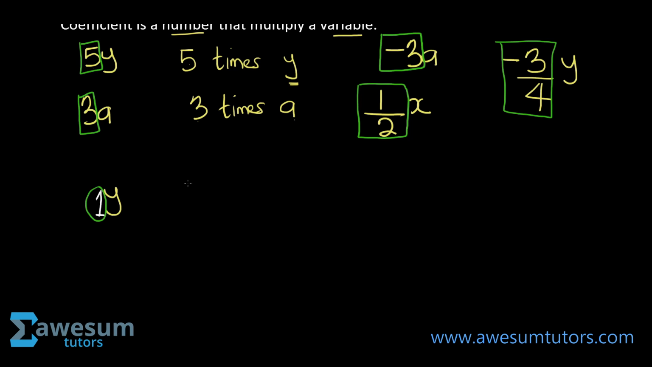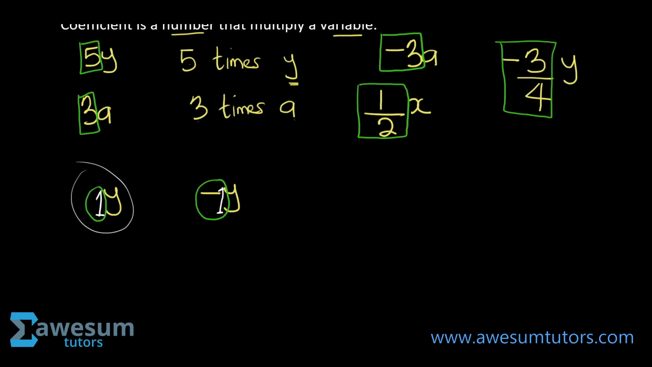What about if you have something like this, minus y? Also, this can be likened to the first one that we had right here. You also have an invisible 1 right here. So that means our coefficient is going to be negative 1. Coefficient of y is going to be negative 1.